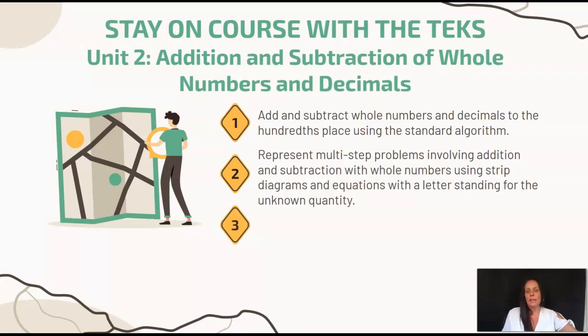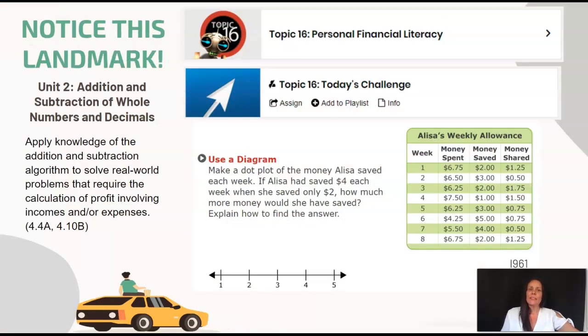And then last but not least, in third, they need to be able to calculate a profit. Again, within the companion document and Savvas application is another great resource. This one's Topic 16, Personal Financial Literacy. And this ties together calculating a profit. It also gives them the experience they've also had with dot plots and with the allowance and budgeting.